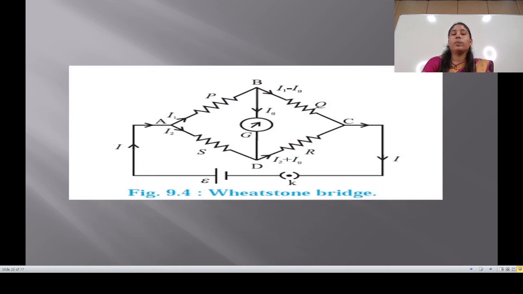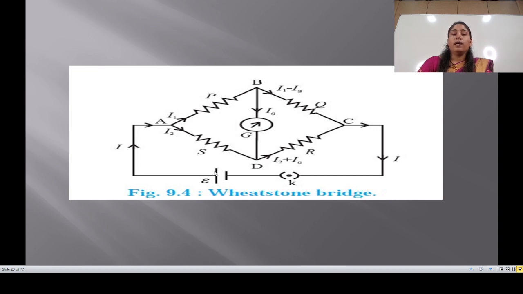Here, between points B and D, a galvanometer is connected, and A and C are at a higher potential. In figure 9.4, current I1 passes through the resistance P, then I1 minus Ig passes through Q. Ig flows through the galvanometer G, and I2 passes through S. When we combine I2 and Ig, we get I2 plus Ig, which passes through the resistance R.